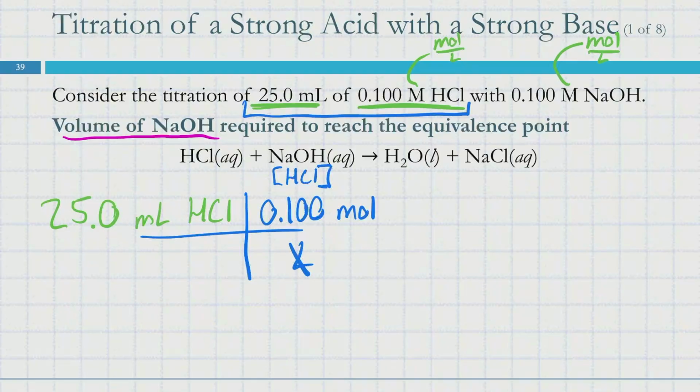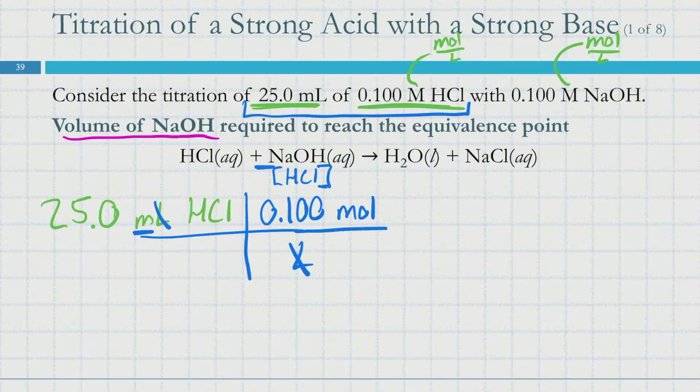So our liters cancel our liters. Notice that the milli didn't get canceled out. I'm doing that strategically here. So now the units that we'll have is millimoles of HCl. We can then do the stoichiometry step.